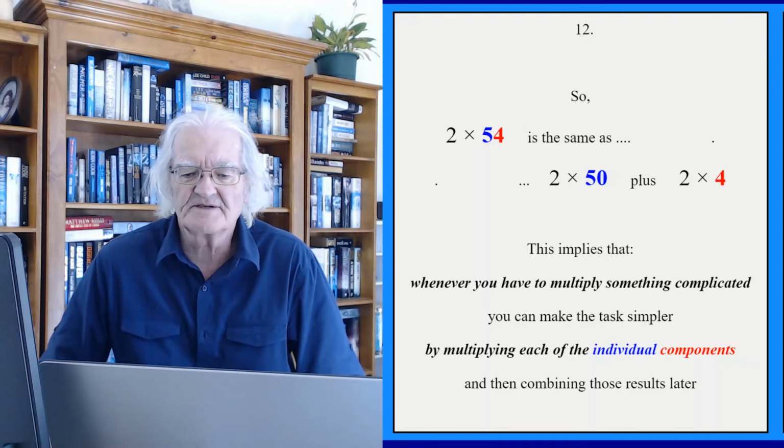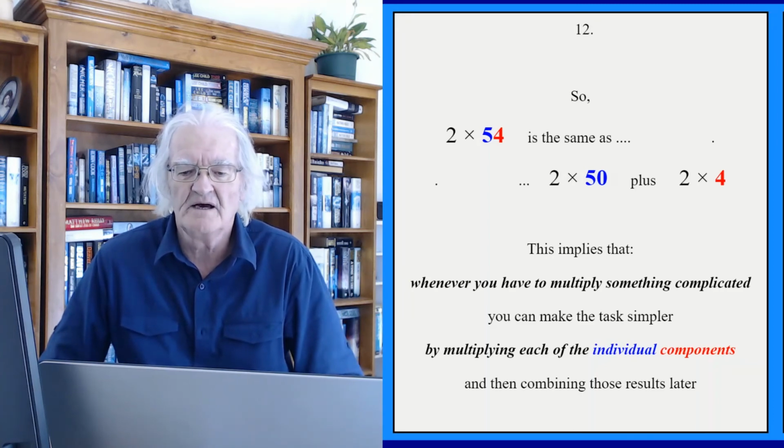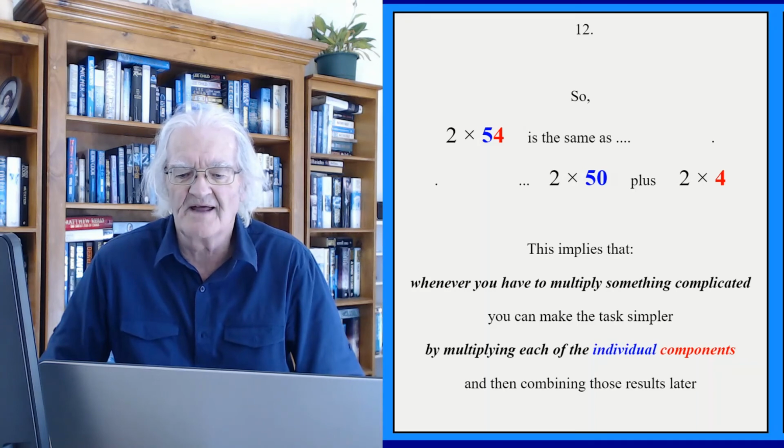This implies that whenever you have to multiply something complicated, you can make the task simpler by multiplying each of the individual components and then combining those results later. So the first component, 50, the second component, 4.